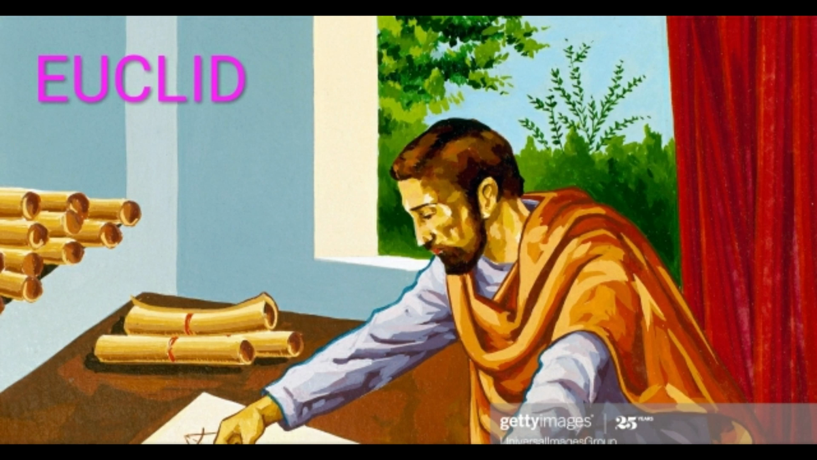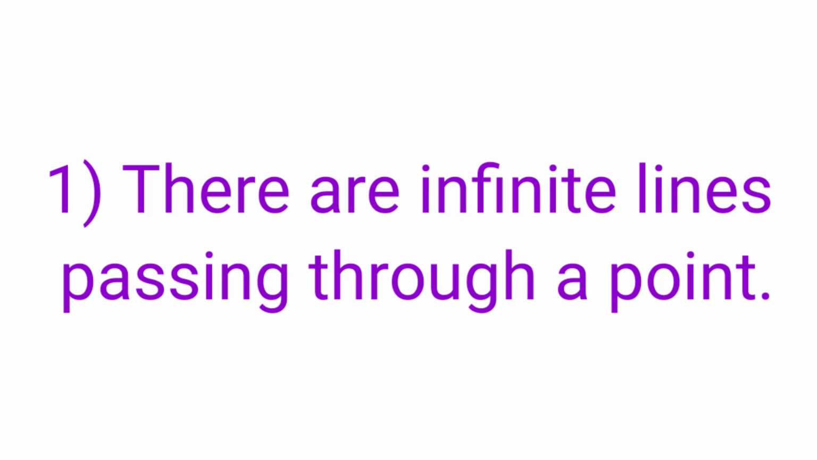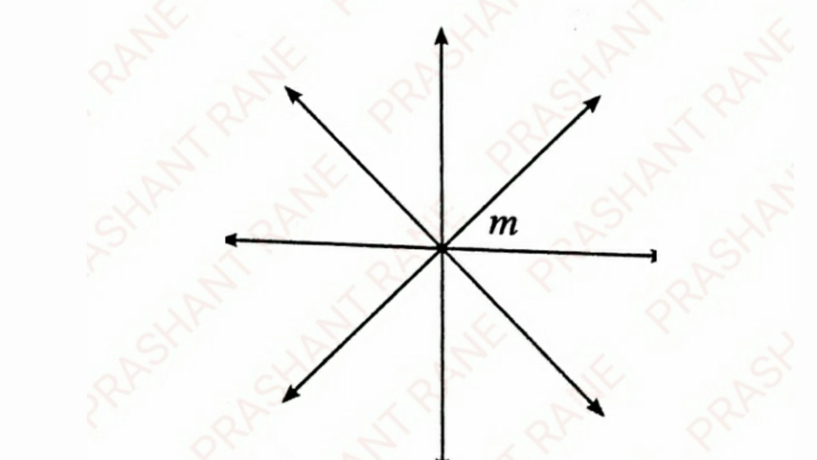Some of the Euclid's postulates are: first one, there are infinite number of lines passing through a given point. Look at the figure. One point is given. Lines are drawn through this point. How many lines can be drawn? Infinite number of lines can be drawn.